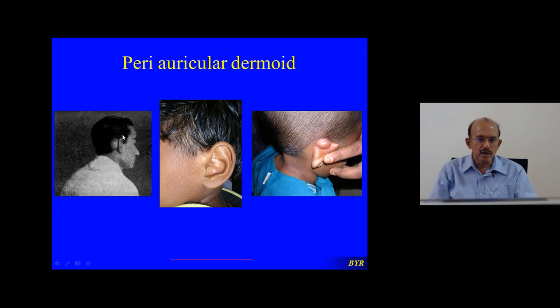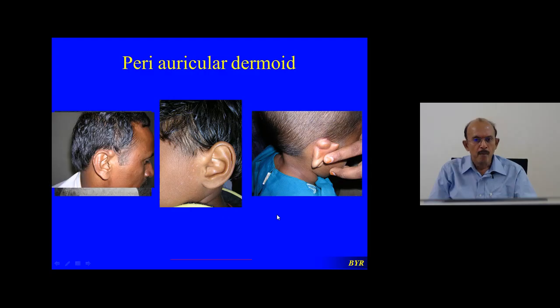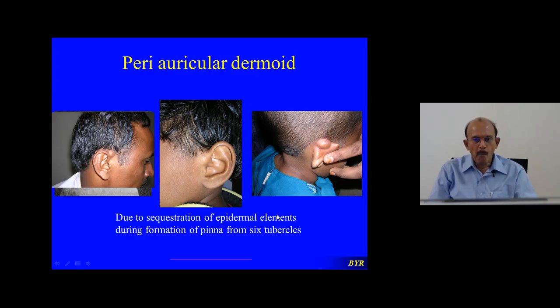This is the periauricular dermoid. You can see it in front of the tragus of the ear. Then this is another periauricular dermoid. This is due to sequestration of epidermal elements during formation of the pinna from 6 tubercles of the ear.